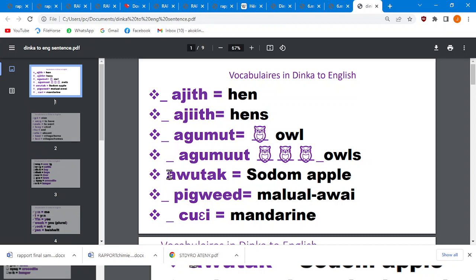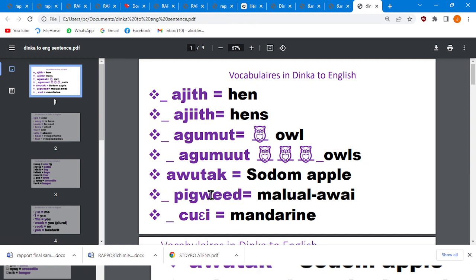We learn another word, autak. Autak means Sodom apple. It's called autak, or sometimes they call it alafap. Yeah, alafap or autak, it's called Sodom apple. Sodom apple is like a weed or some of the fruits, trees, grass. I don't know how to call it, but to those who know it, they know it very well.